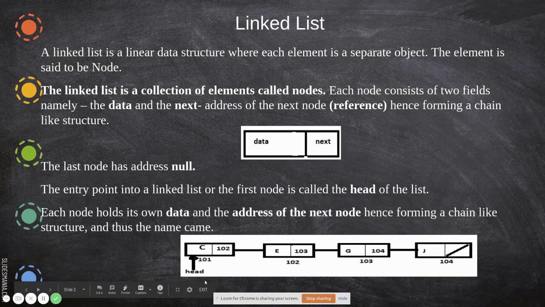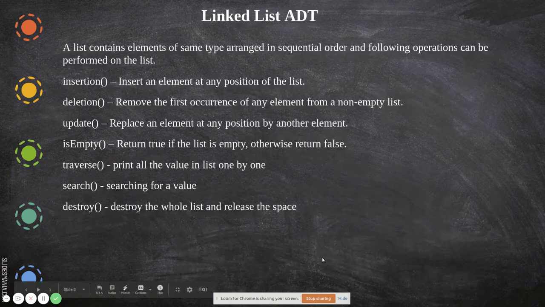The starting node is called the head of the list. So the first node is called the head, and head is a pointer which points to the first node. That may also be a memory location. For example, if it is 200, you give the pointer, and it will have the value 101. So now it is pointing to another memory location. Since each node holds its own data and the address of the next node, forming a chain-like structure, the name came.